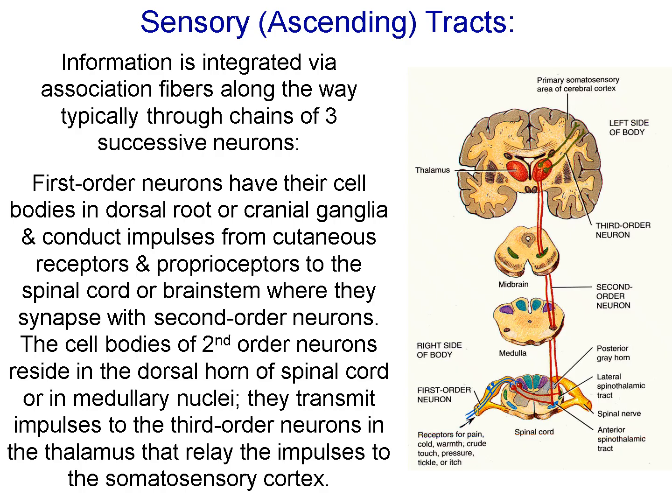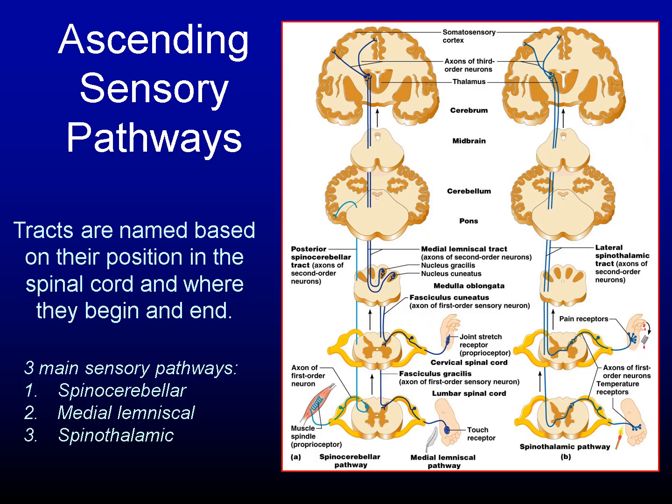In general, somatosensory information is conveyed via three main pathways: the spinocerebellar, medial lemniscal and spinothalamic pathways. Notice that two of the pathways, medial lemniscal and spinothalamic, carry information that is relayed in the thalamus to the somatosensory cortex of the brain. These pathways carry sensory information that we become consciously aware of.